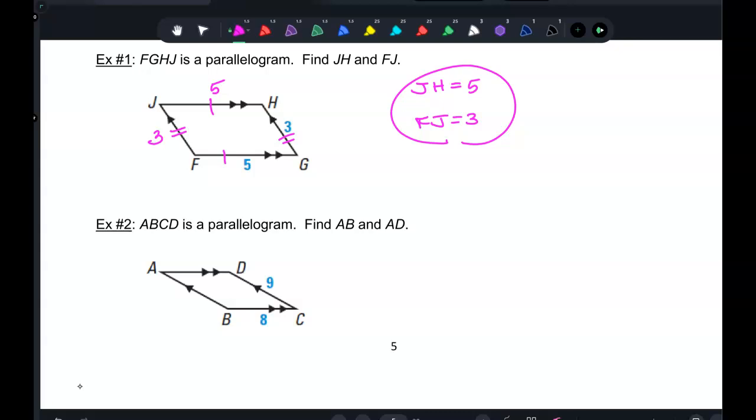All right. Well, what about the next one? AB has to be 9. And AD has to be 8. Easy, right? Easy peasy. Just matching opposite sides.